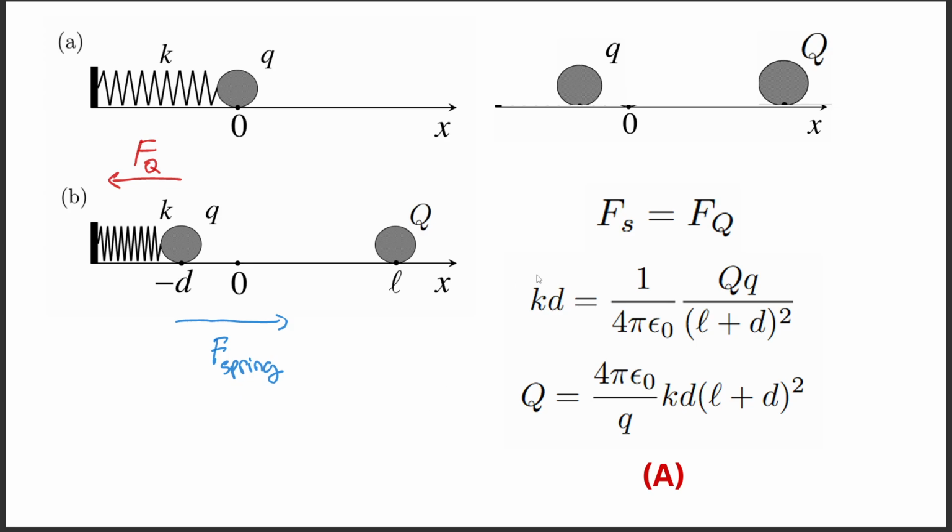So we can write k d is equal to 1 over 4 pi epsilon naught times big Q times small q over the distance squared. The distance here is L. From L to 0 is L, and from 0 to d is d, so it is (L plus d) squared. And to find big Q, we can move this to the top, and q to the bottom. So it became like this, and it is the answer A.